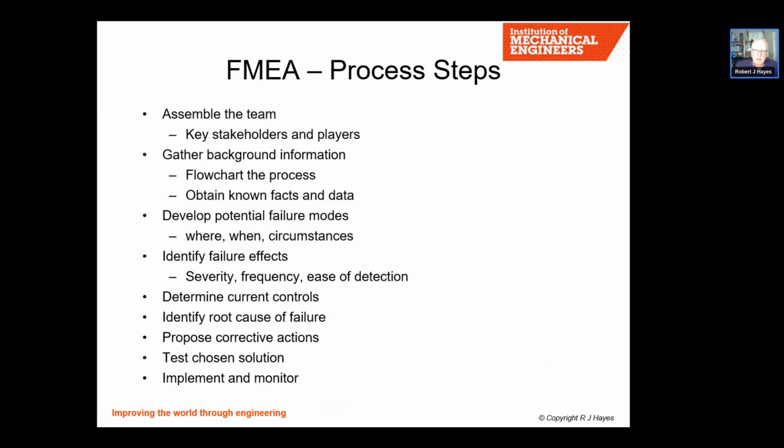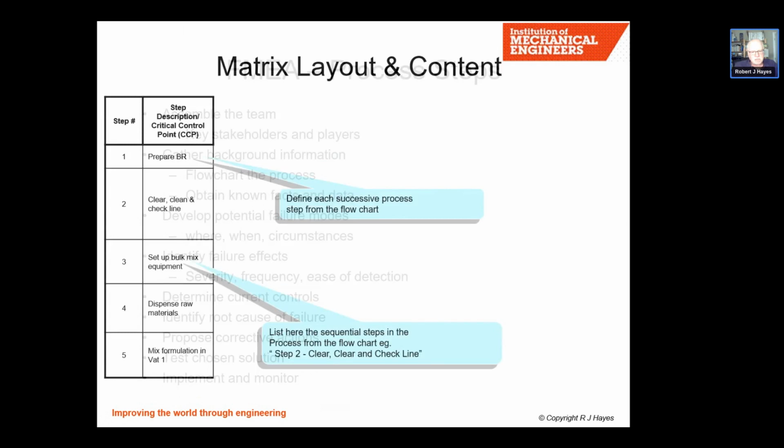And the way we do it with failure mode effect analysis is to put a little matrix together. So we'll build a matrix here, and I'm going to work on step 2, which is clean, clear, and check the line. So we get these steps off our flowchart. So that bit of work's already been done for us. The flowchart's up there, it's on the wall. We simply work along the flowchart and say, okay, well, we've got all these various steps that we do. We simply write them in the second column, and we number them for ease of reference later. I'm keeping this very simple. Step 2 here is clear, clean, and check the line.